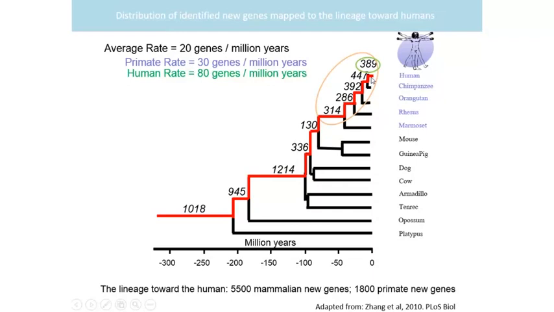In total, we identify more than 5,500 genes which are mammal specific. Among them, there are about 1,800 genes which are primate specific. So the average rate of gene origination in vertebrates is about 20 genes per million years entering the genome of our ancestor. In the primate species, 30 genes originated per million years to enter the primate ancestor of human beings. In our human-specific lineage, we have the highest origination rate, which is fixed at about 80 genes per million years.